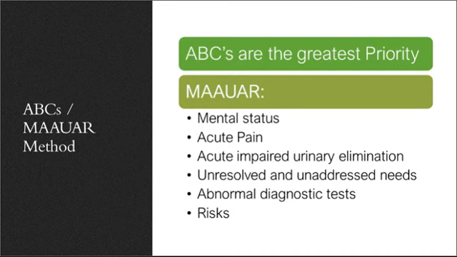The ABCs are always the greatest priority: airway, breathing, circulation. Then there's the MAAUAR method. M for mental status, A, acute pain. Second A, acute impaired urinary elimination. U, unresolved or unaddressed needs. A, abnormal diagnostic tests. R, risks. All concern the problem addressed with the second level priority needs.